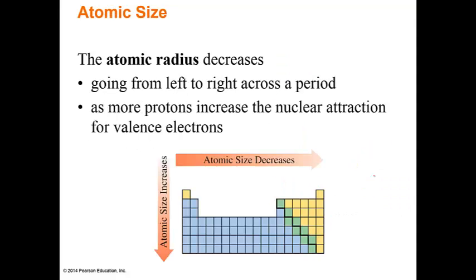So the atomic radius, as I said, decreases going from left to right across the period as more protons increase the nuclear attraction for valence electrons. Okay, so the more protons we have, the more attraction we have to the nucleus. So it's going to bring it in tighter, all right?